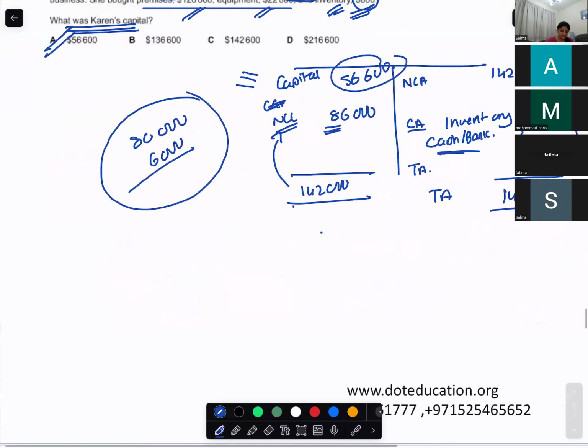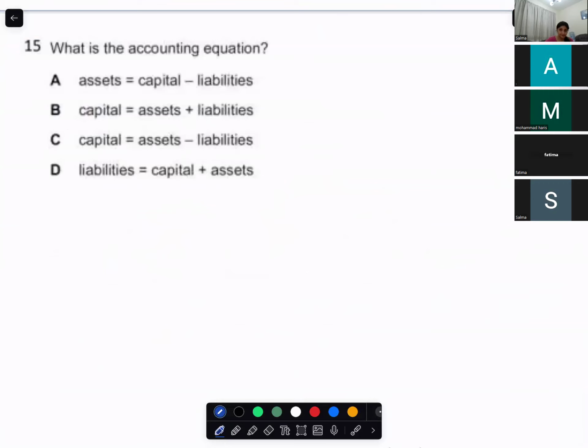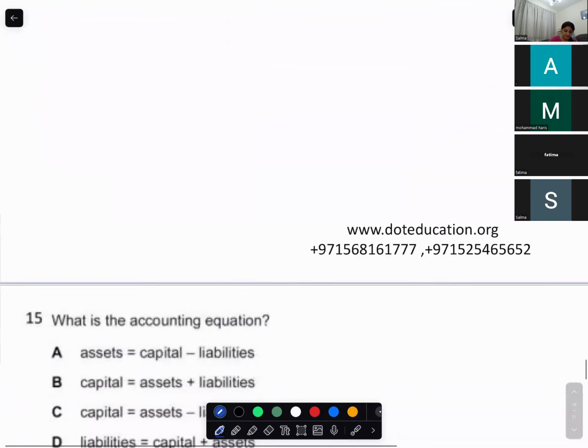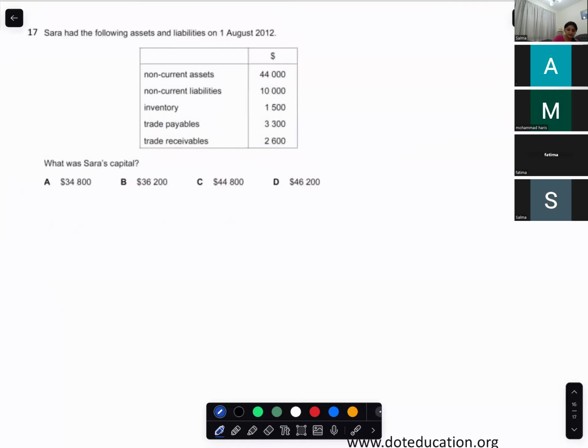We'll go ahead. Haris, what is the accounting equation? The answer is C. Capital equals assets minus liabilities. So it is capital plus liabilities is equal to assets. So capital is equal to assets minus liabilities. Okay, fine. Answer is C. Fatima. Others also will do it. Only Fatima will help me solve.